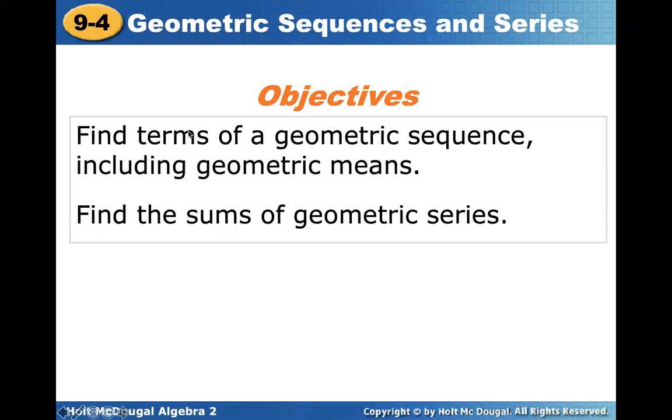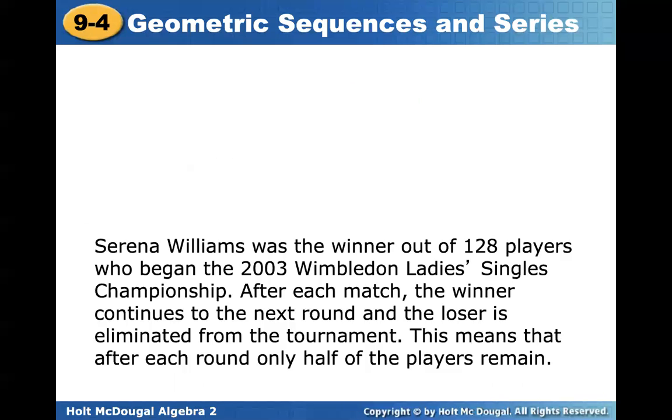Okay. So we want to be able to find the terms of a geometric sequence, including geometric means. Geometric means we'll talk about tomorrow. The word mean is an average. And we'll focus on finding the sums of geometric series tomorrow. So we'll talk about sequences today, series tomorrow for the most part.